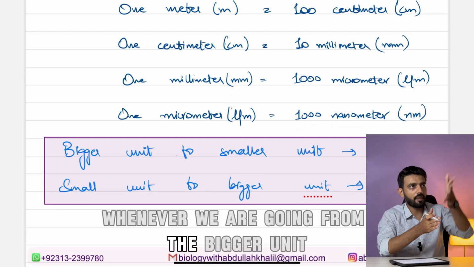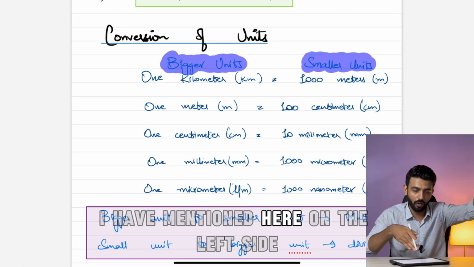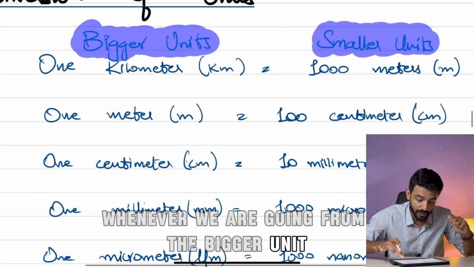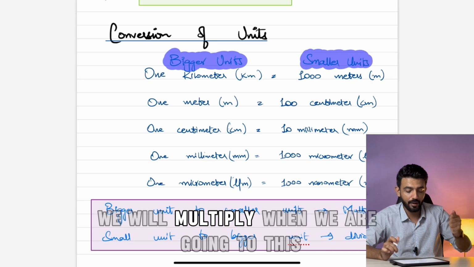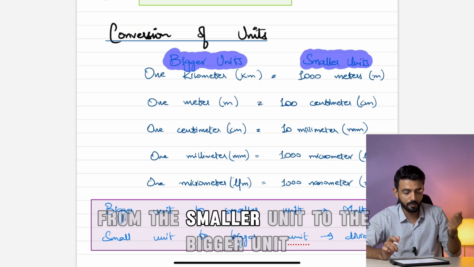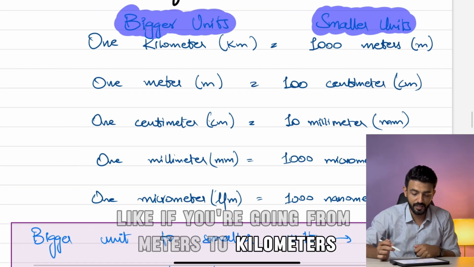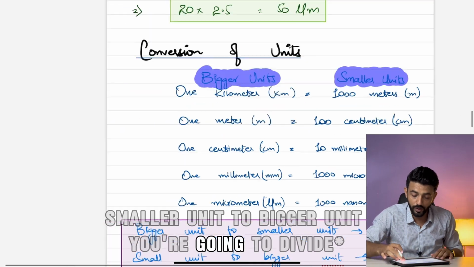Whenever we are going from the bigger unit, like centimeter is the bigger unit, on the left side we have the bigger units. So whenever we are going from the bigger unit to the smaller unit, what we will do? We will multiply. When we are going from the smaller unit to the bigger unit, like if we are going from meters to kilometers or nanometer to micrometer, smaller unit to bigger unit, we are going to multiply.